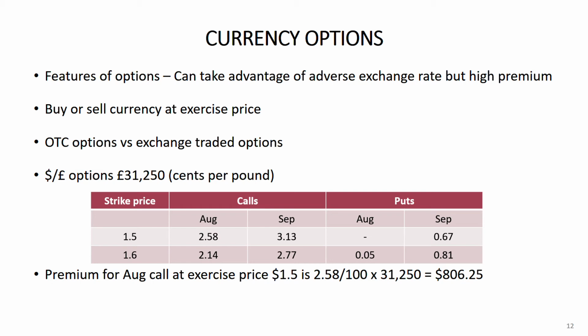Because it is cents per pound, you need to divide 2.58 by 100 and multiply by the contract size, 31,250. The number of contracts is not given here, so I have not taken it. But if it's given, then you have to multiply by the number of contracts as well to get the total premium. So we have got a premium here of $806.25, right? And this is in dollars, by the way.